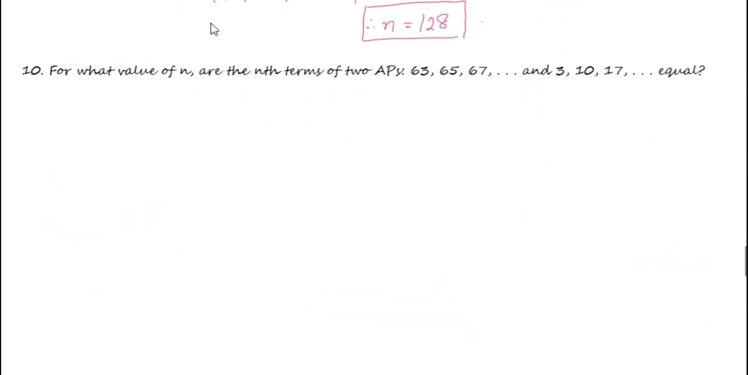For what value of n are the nth terms of two APs equal? These are the two APs. Now n is common.